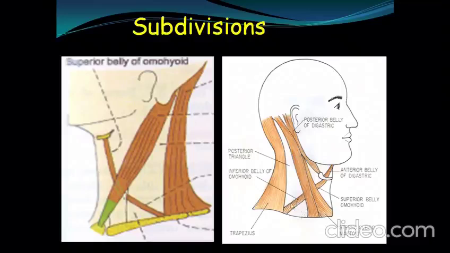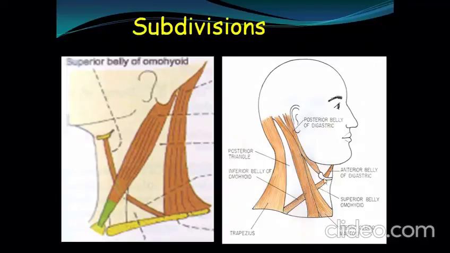So if you see the features of this inferior belly of omohyoid, it arises from the margins of the suprascapular notch and from the adjacent transverse scapular ligament. After that, its fibers pass deep to the trapezius muscle. It passes upwards and forwards, and deep to the sternocleidomastoid, it is inserted into an intermediate tendon.